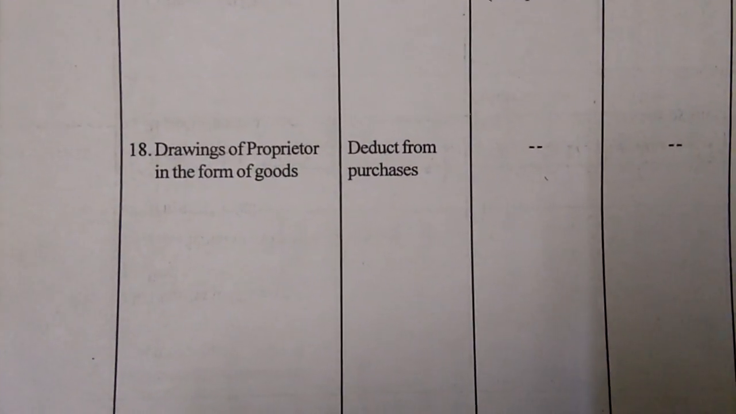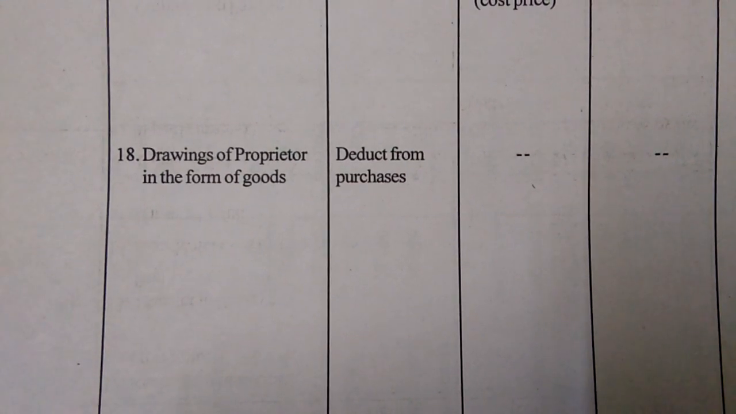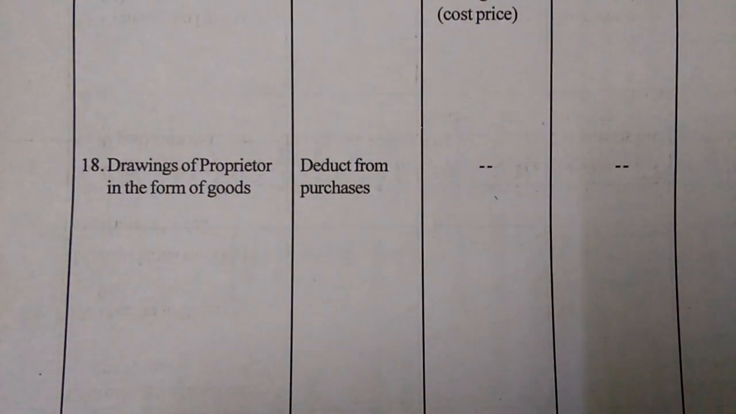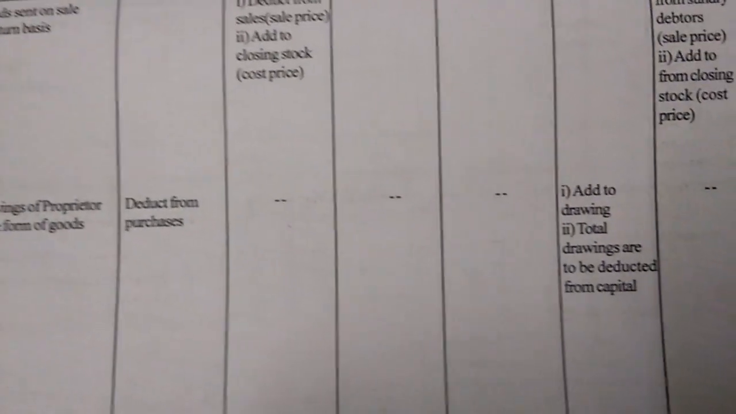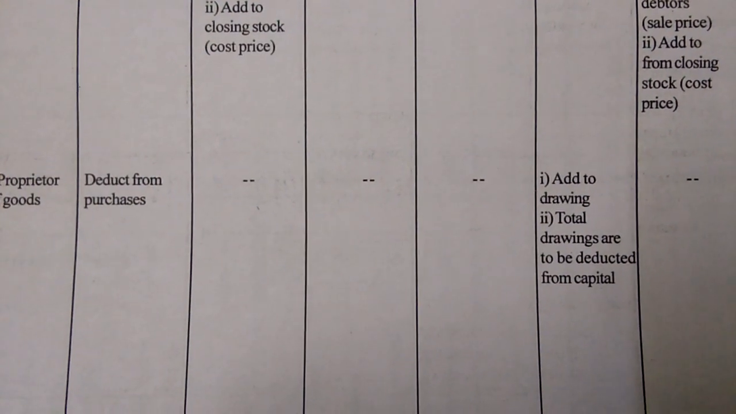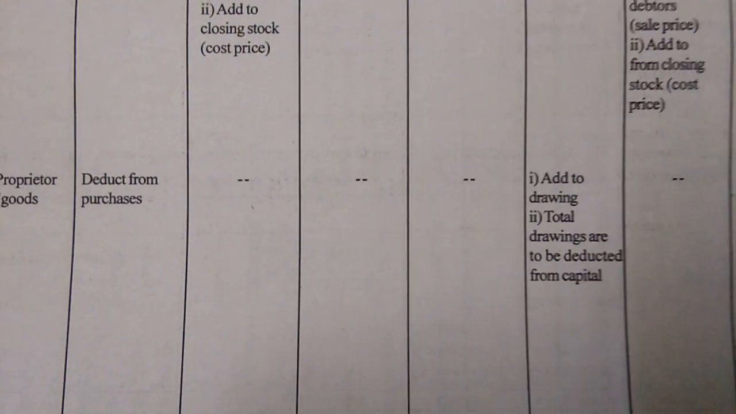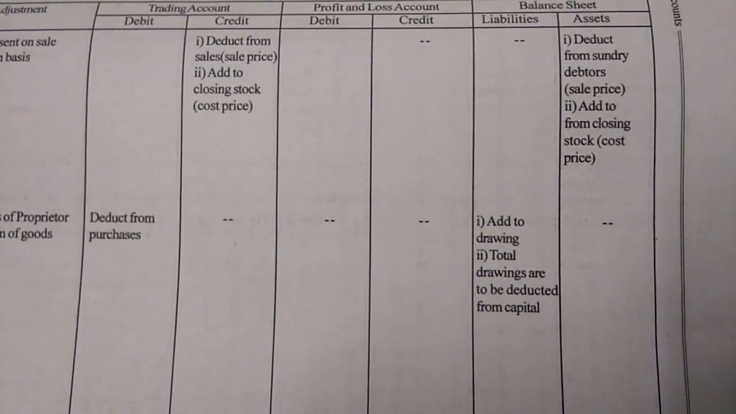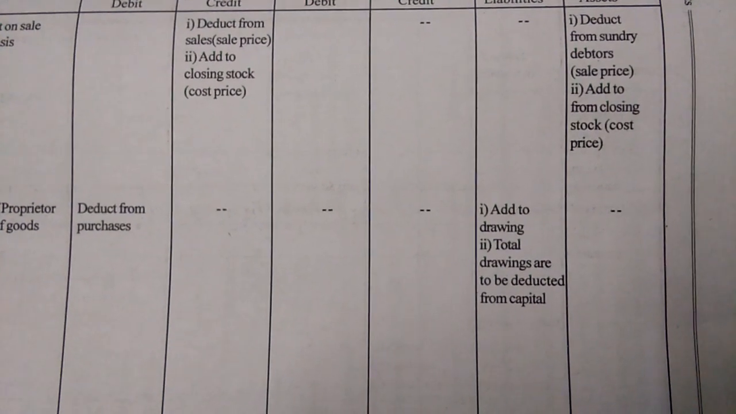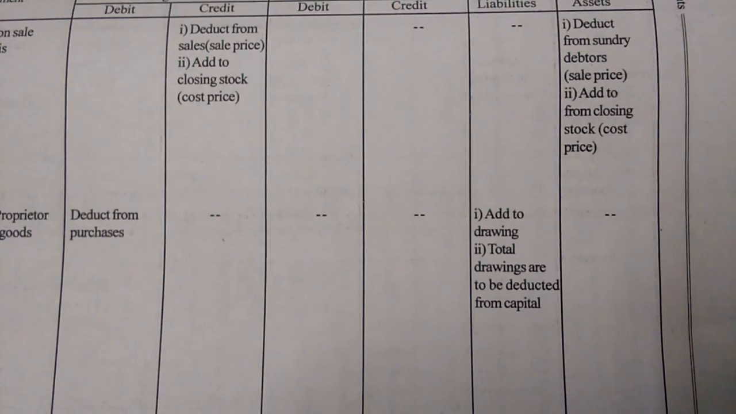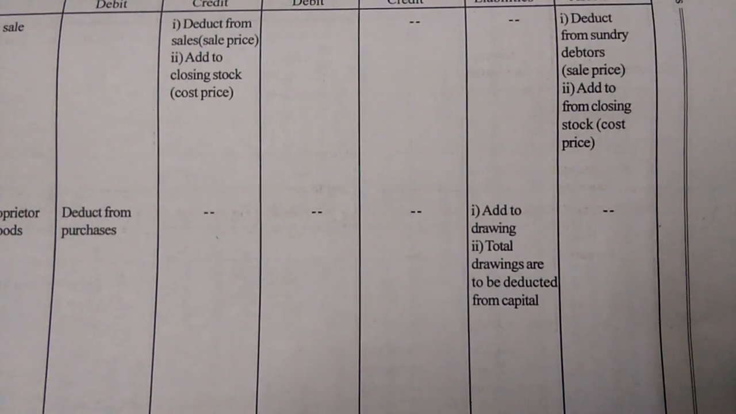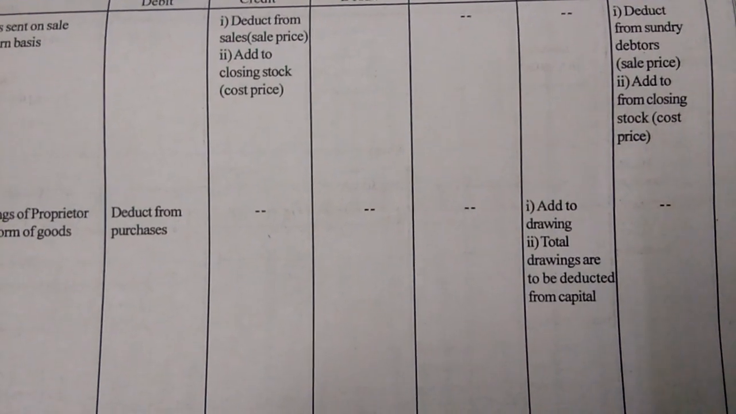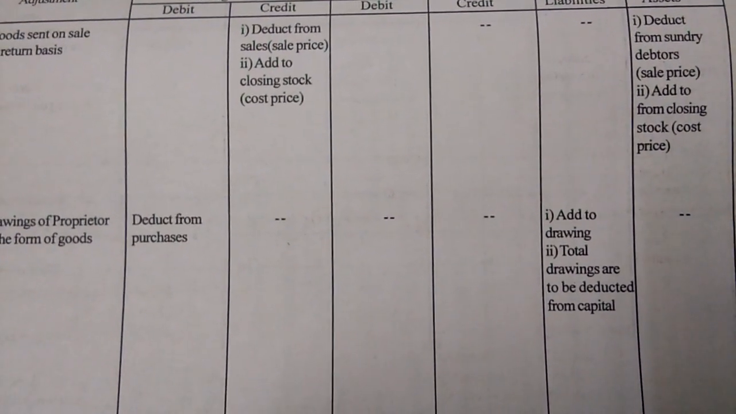Finally, 18th one, drawings of proprietor in the form of goods, deducted from purchases in debit side of trading account. These are two types. In the liability side of the balance sheet, first add to drawings, and second, total drawings are to be deducted from capital. So these are the important adjustments in the final accounts.